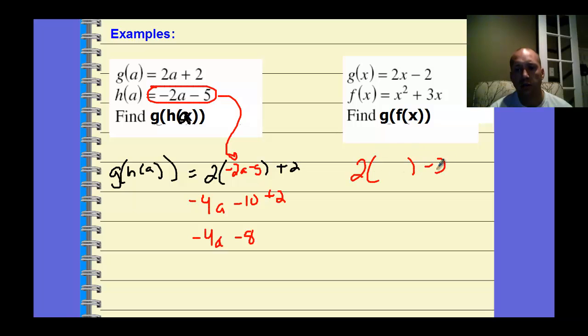This one here, g of f of x, so I can write the function g of x, and instead of writing x, I'm going to leave that blank, and I'm going to replace that with the other function f of x. So f of x is going to go in place of the other x, and then simplify, so 2x squared plus 6x minus 2, and that's it.